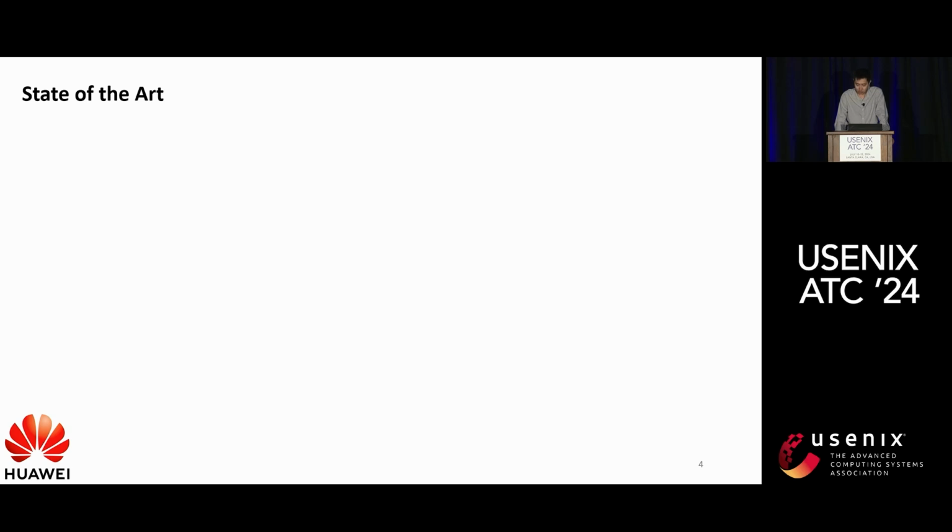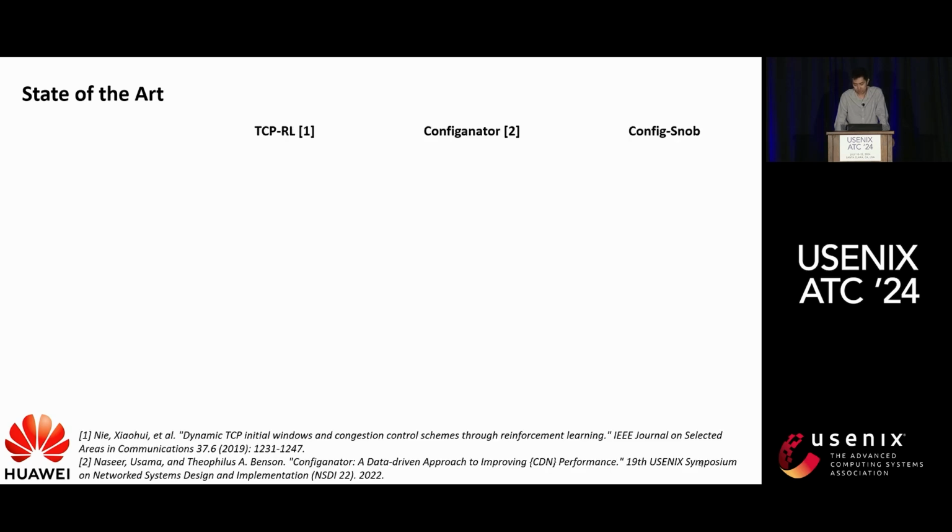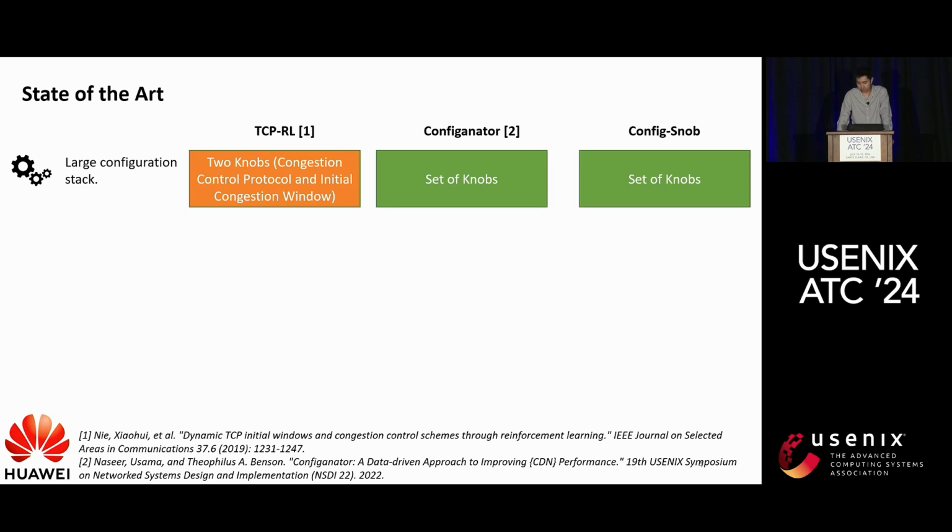A protocol tuning solution poses several challenges. So let's compare the related work to see how our approach addresses the challenges. Here we compare TCP RL, the TCP initial window, and the congestion control schemes through reinforcement learning. And also the NSDI 22 Configurator, a data-driven approach to improving seeding performance, which we think is the closest work to our work. So first, the protocol stack involves a large number of configurations, each with its own complexities.